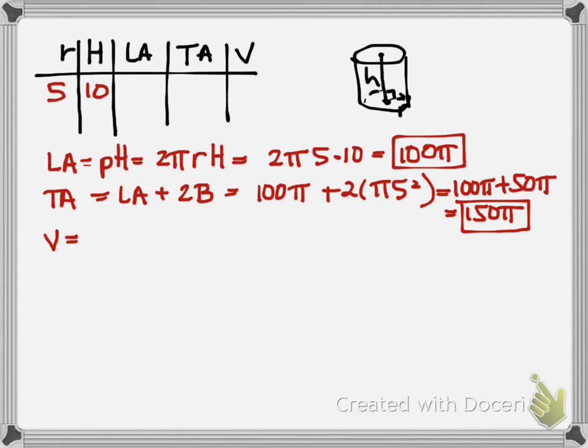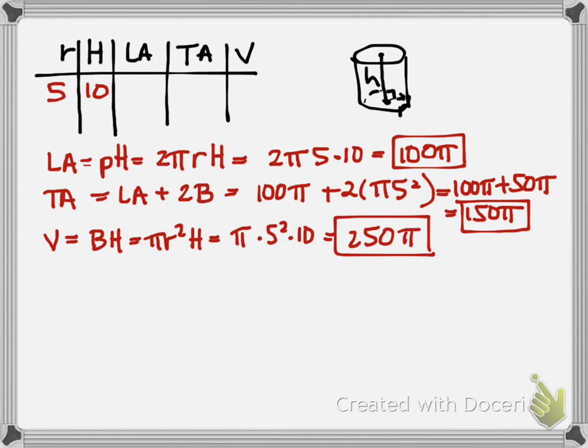Volume. This is the one that was 1/2 times, or it's area of the base times the height. So we have pi r squared h. So we have pi times 5 squared times 10. So we get 25 times 10 is 250 pi. Okay.